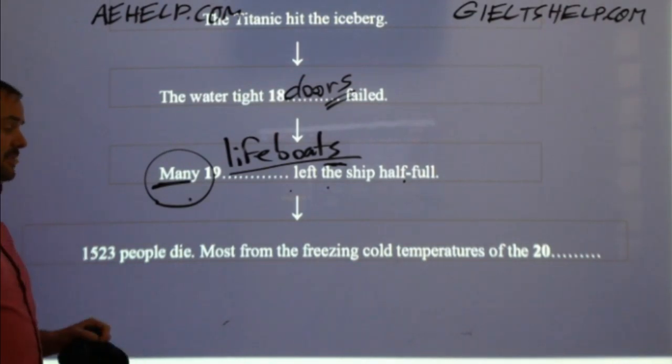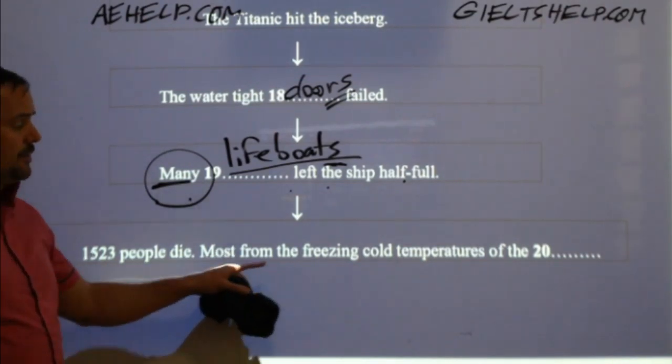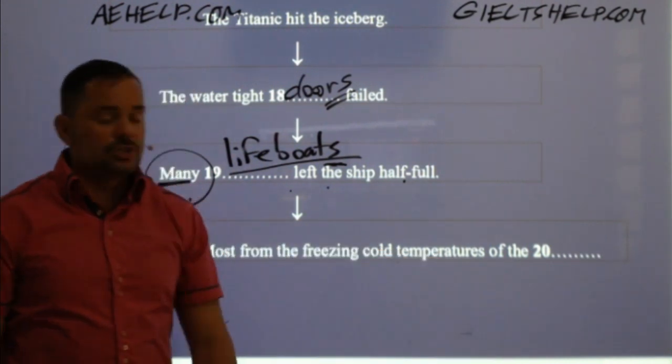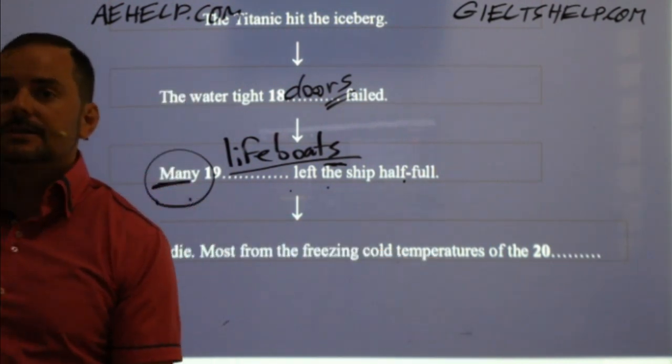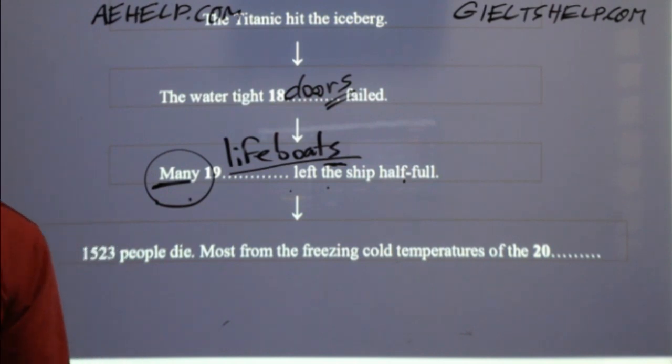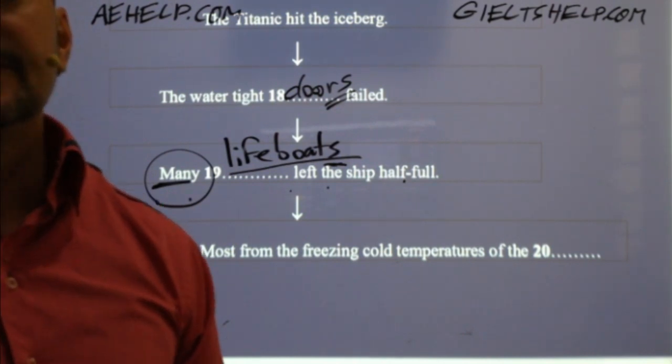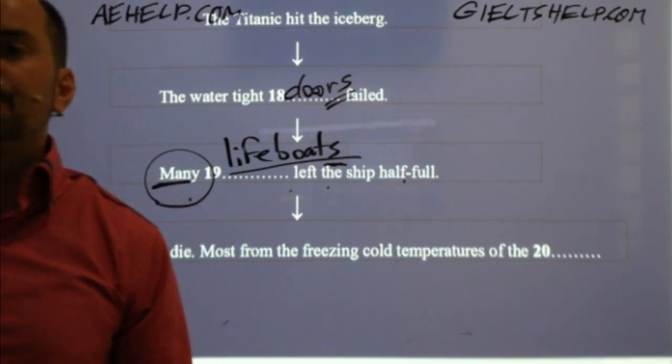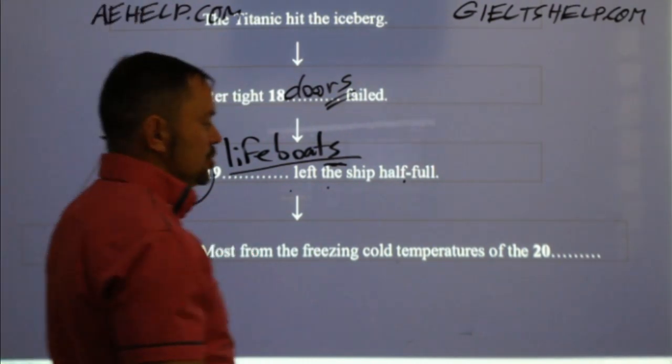1,523 people die. That's a lot of people. Most from the freezing cold temperatures of the what? What was really cold that people died from? Yeah, the Atlantic Ocean.